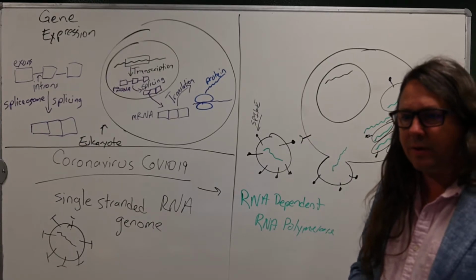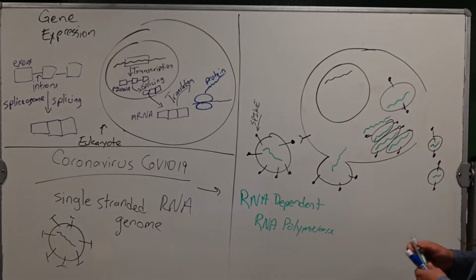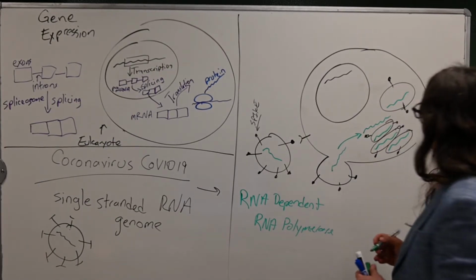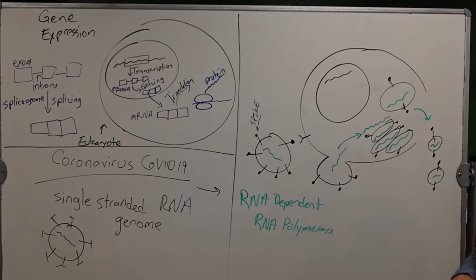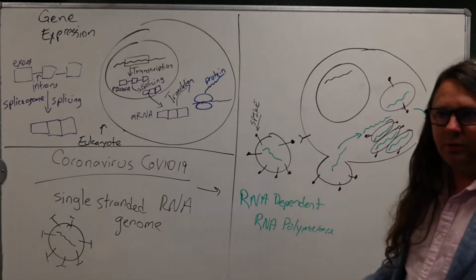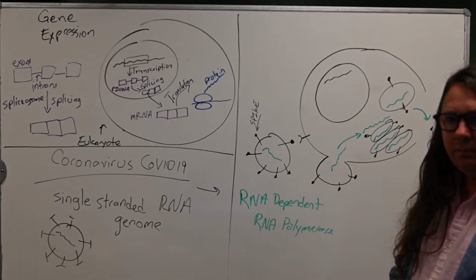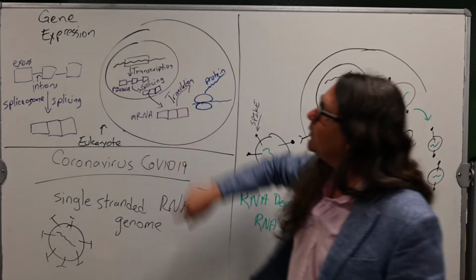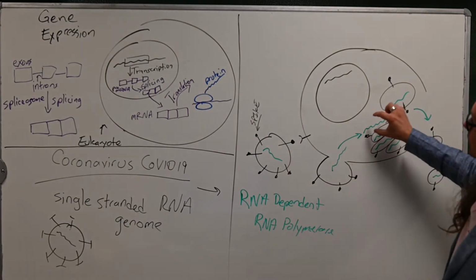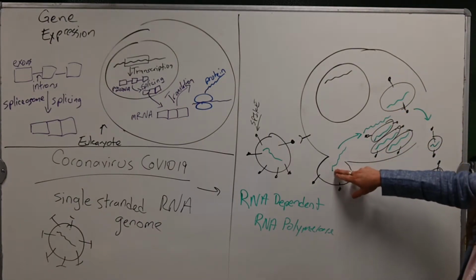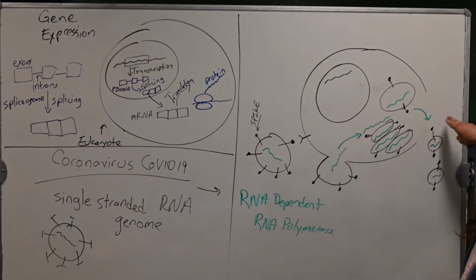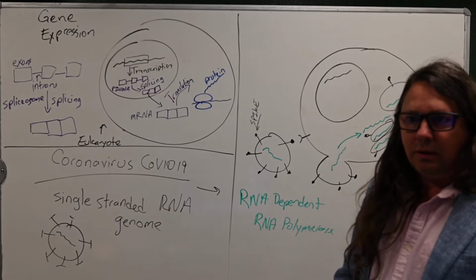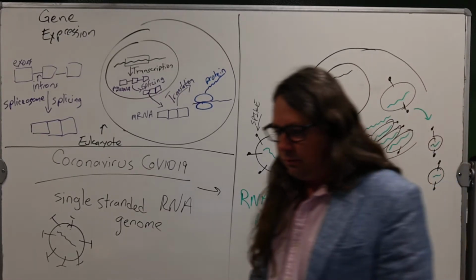Any questions about this? So we go from here to replication to new virus, and then the cycle repeats. So basically what the virus is doing is shortcutting this part. We don't need to do transcription. We're just going to make more copies of our RNA genome and translate that, and then make more virus particles. Questions about that?